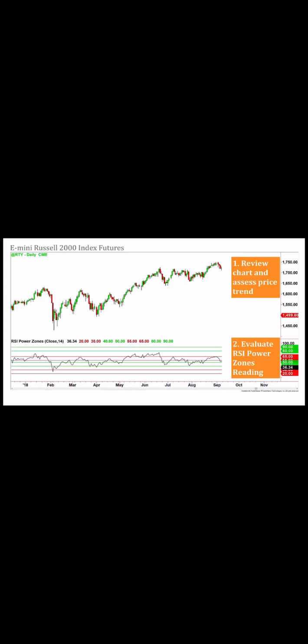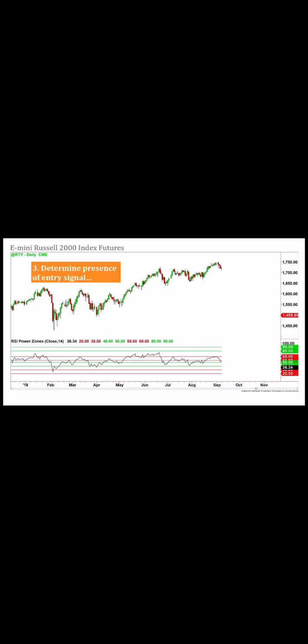The RSI power zones have been lifting up out of the bull support power zone with each pullback in the uptrend. Step 3 is to determine the presence of an entry signal between price, which is making higher highs, and momentum, which, as you can see, is making a lower high. This is again a bearish divergence in the bear resistance power zone. An offensive play with potential for a short trade.